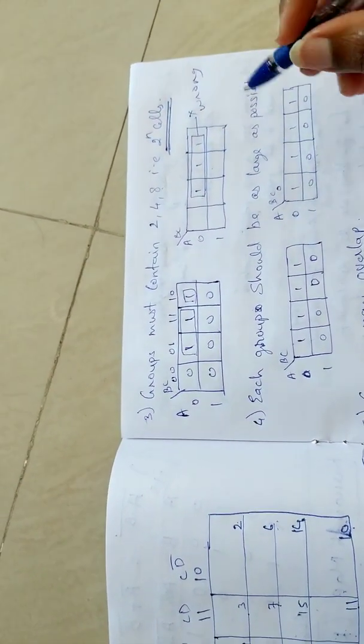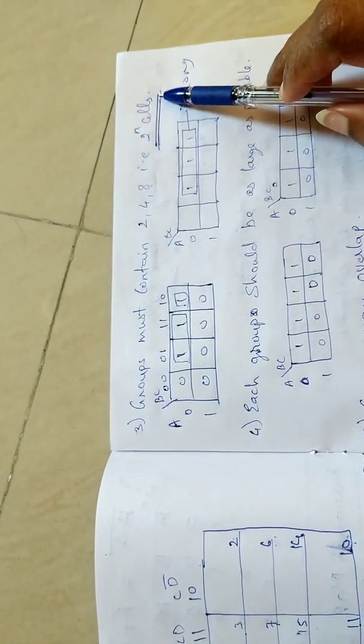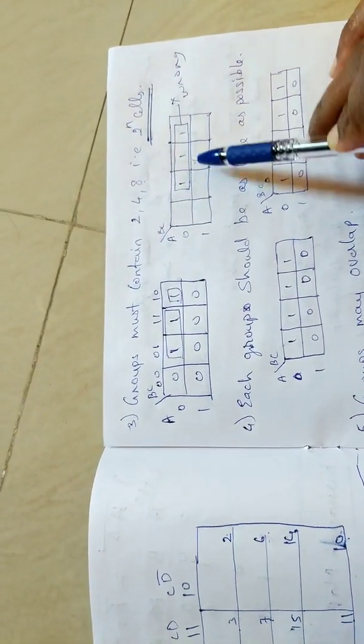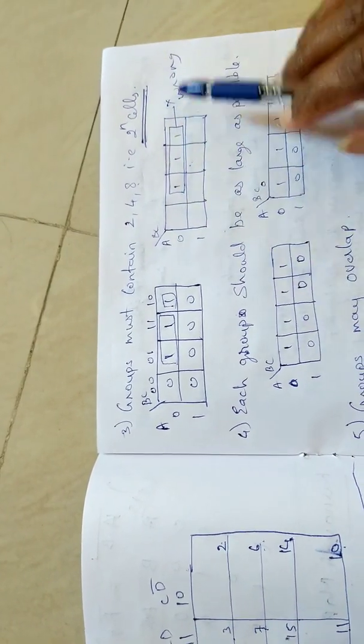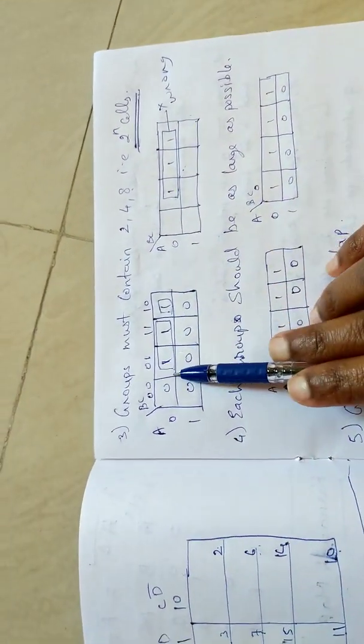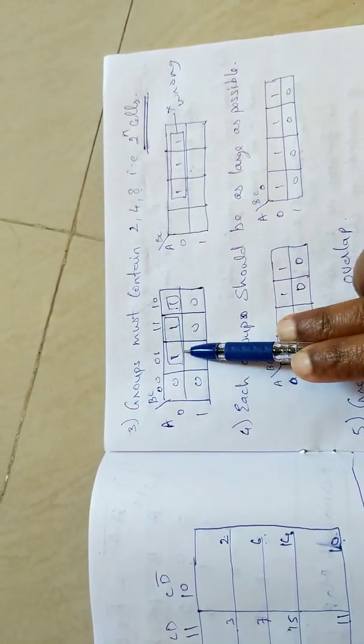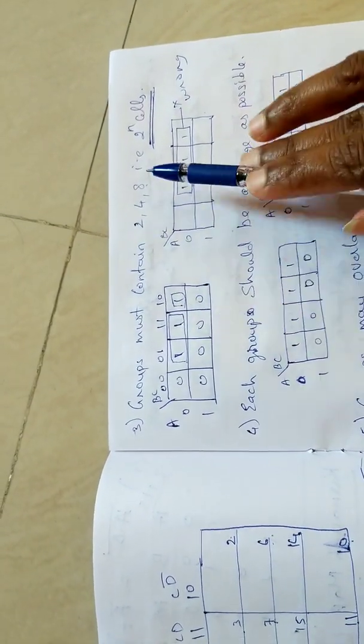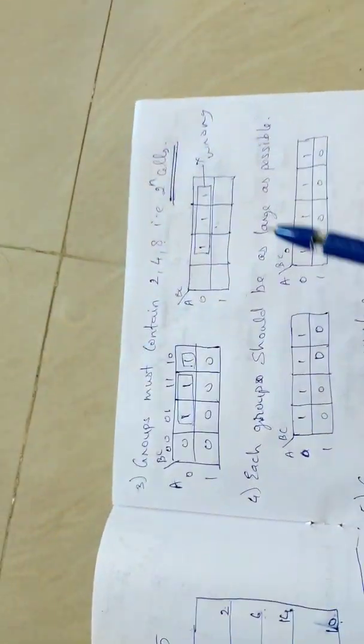So this one you remember. We can only make a group of 2 to the power of n cells, not 3, 5, nothing like that. You can't group it in this way. If you are making a group and you have an odd number, only 2 you can make a group, and the remaining one will be separate. Okay, so that is your third rule.